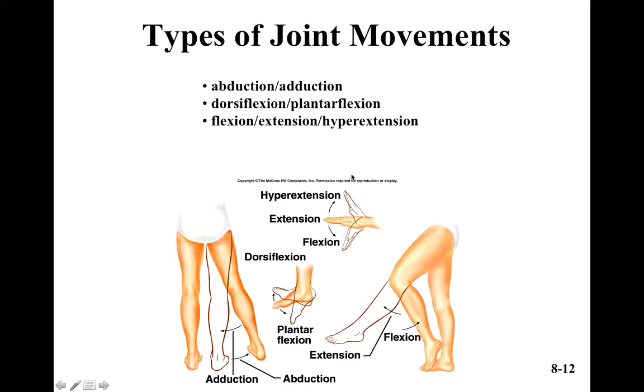Okay, so this is the types of joint movements. We'll start here with abduction and adduction. Abduction and adduction are referring to moving away from the midline or toward the midline. Abduction is when, say, you move your leg away from the midline, and adduction is when you move it back towards the midline. Think of adduction as adding it back to the body.